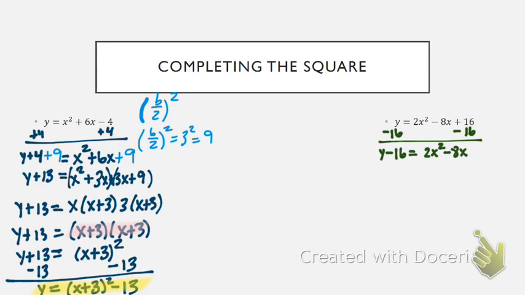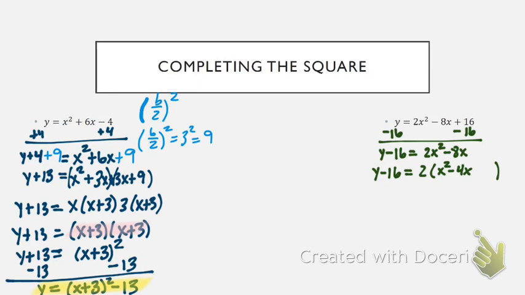Now we want to factor out our 2. So let's factor out the 2. So we have y minus 16 equals 2x squared minus 4x. And I'm going to leave an opening here.